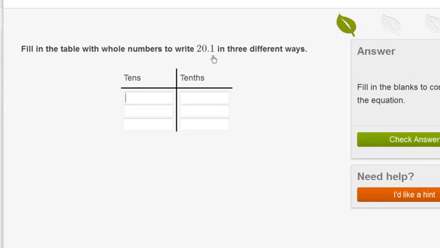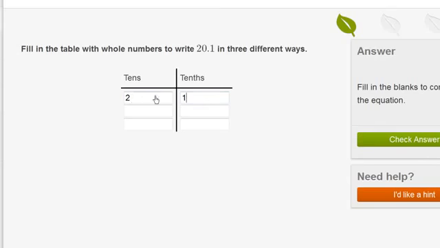Fill in the table with whole numbers to write 20.1 in different ways. So here, the table, the two columns are tens and tenths. So I guess the assumption is we're not going to give anything to the ones place here. And in the original example, we didn't have anything in the ones place either. So we could write the 2 in the tens place is literally 2 tens. And the 1 in the tenths place is literally 1/10.